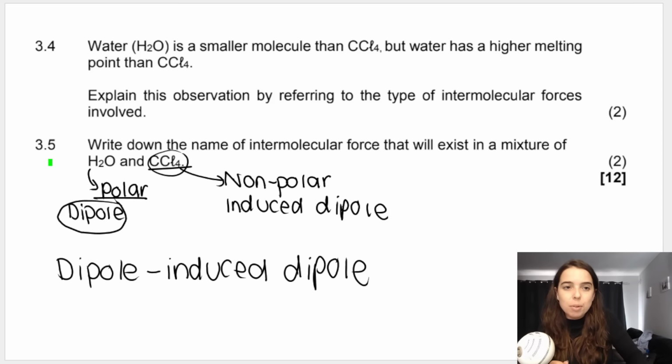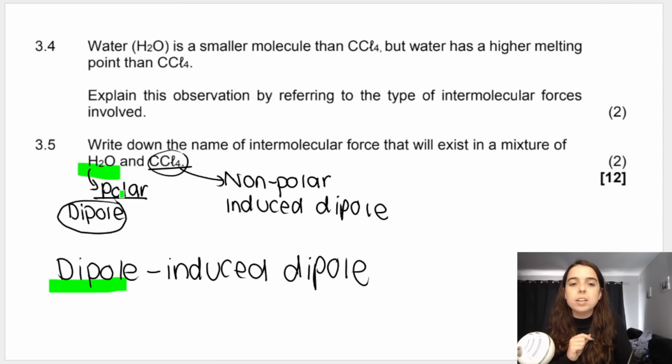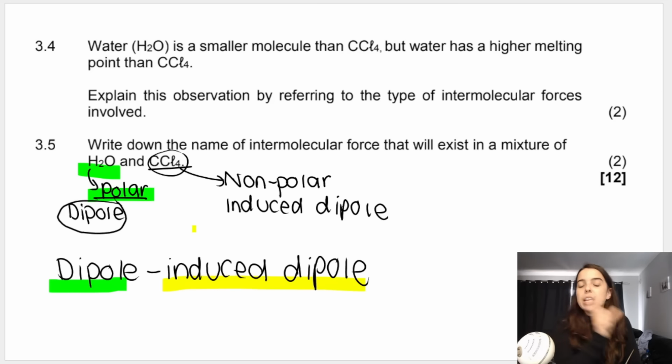Where does the first dipole come from? It comes from the fact that water is polar, and polar, dipole. Where does this part come from? Induced dipole. Induced dipole is non-polar, and CCl4 is non-polar.